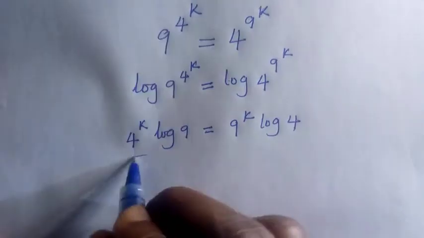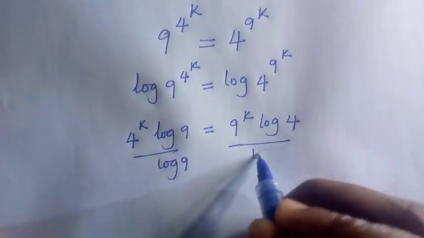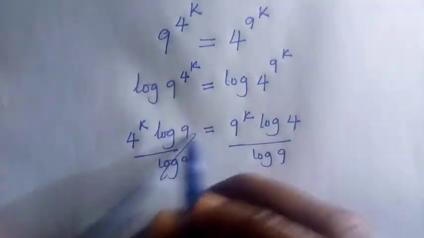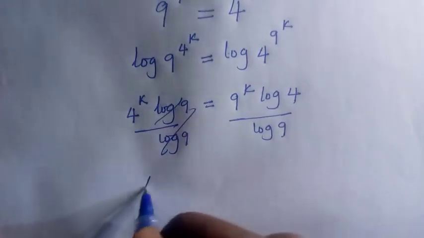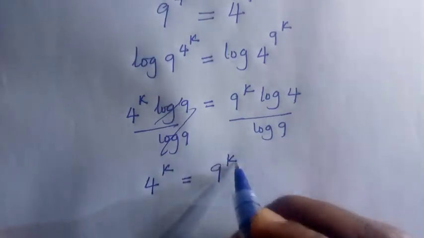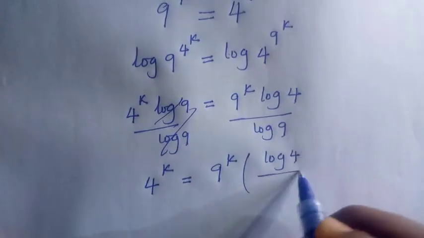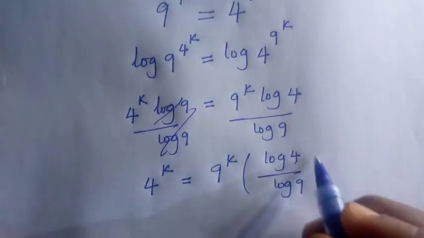And by dividing both sides by log 9, this cancelled, we have 4 to the power of k equals 9 to the power of k in bracket, here is log 4 divided by log 9.